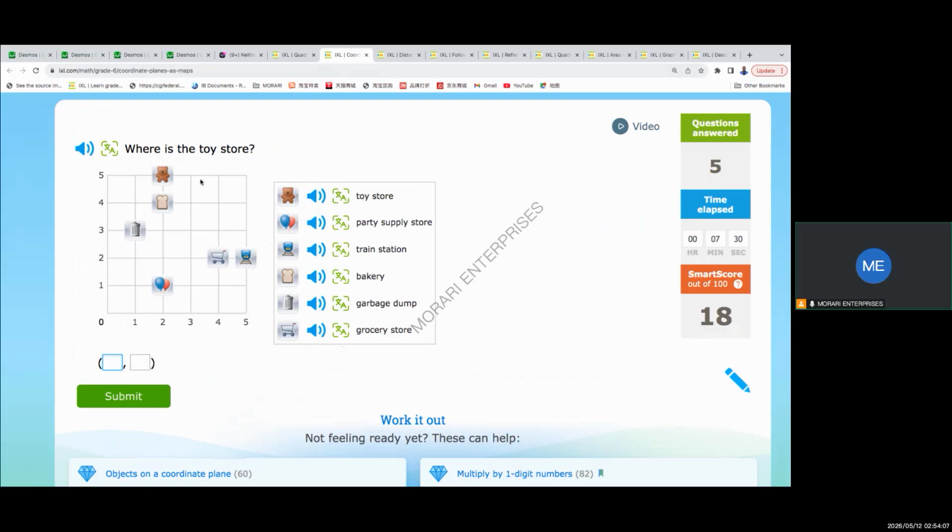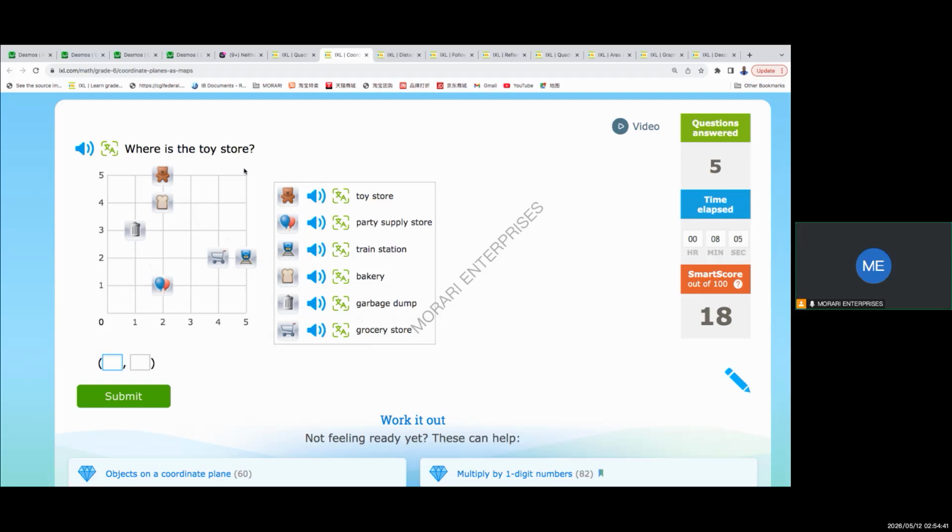Now it says this image means the toy store. This image means party supply store. This image means the train station. This image that we see here is the bakery. This image that we see here is a garbage dump. And this image here is the grocery store. Grocery store is like a small shop, department store, or convenience store where we can buy groceries. Groceries are just the things we need daily, right?